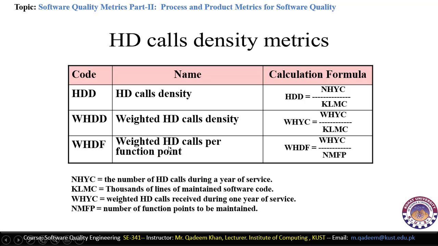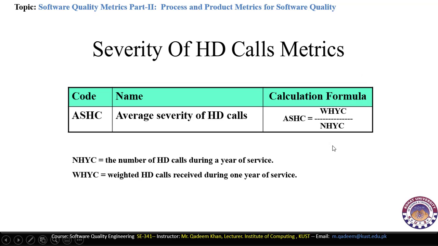That means for particular function points, if we call the help desk, then this matrix is equal to WHYC divided by NMFP, where WHYC is the weighted HD calls received during one year of service, meaning in the first year of service, divided by the number of function points to be maintained. So all these function points are counted here, and they act as the divisor. Now, the severity of HD matrix.